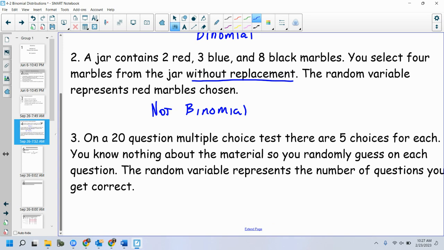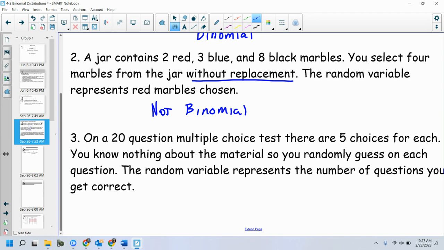I'm considering the 20 questions as repeated trials. Finite amount of trials, I have 20 trials. Because they are independent from one another, right? My probability of guessing correctly, does it change on each question? No, because I don't know anything about the material. And it's key to point out that I know nothing about the material.